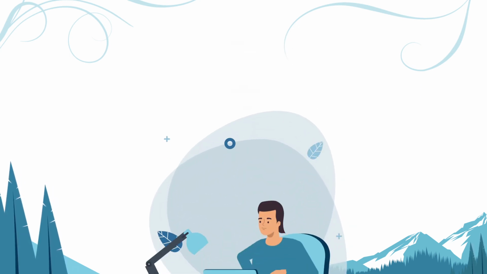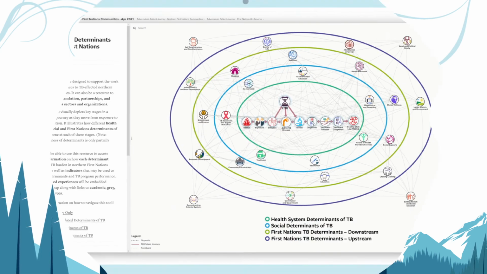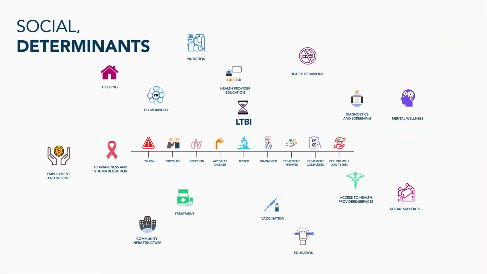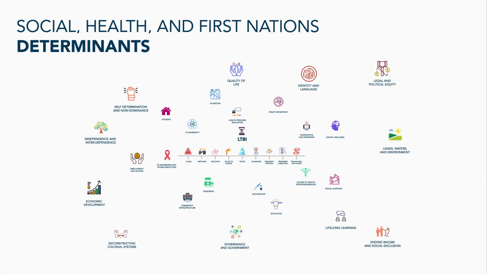The TB Journey Determinants Map for Northern First Nations communities represents the importance of social determinants to support the health and well-being of First Nations peoples.